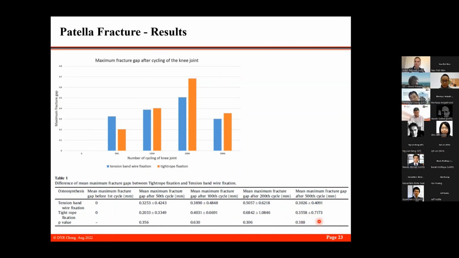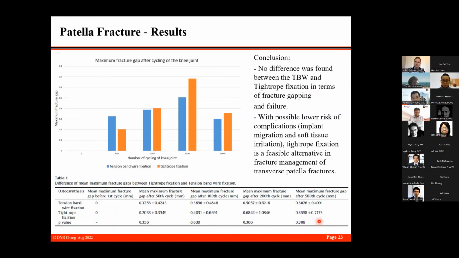So it gives the surgeons confidence that when you use the new technique, at least biomechanically, the new method is not worse off compared to the traditional method. All right, so just to move on.